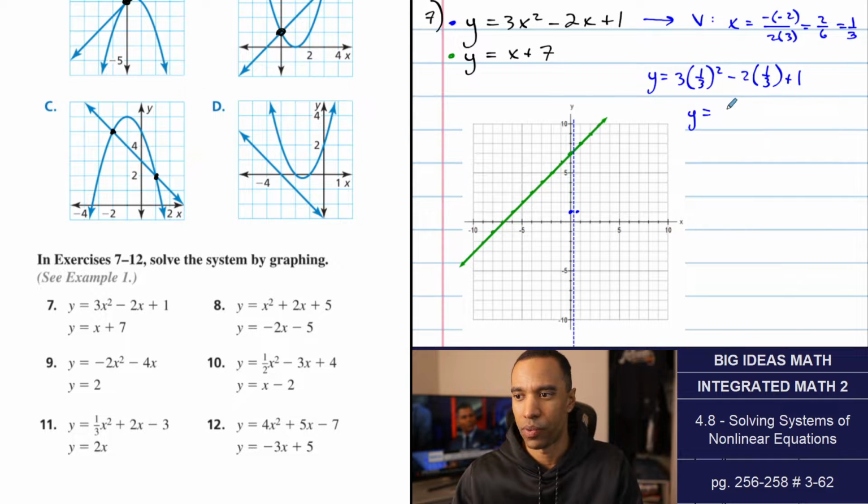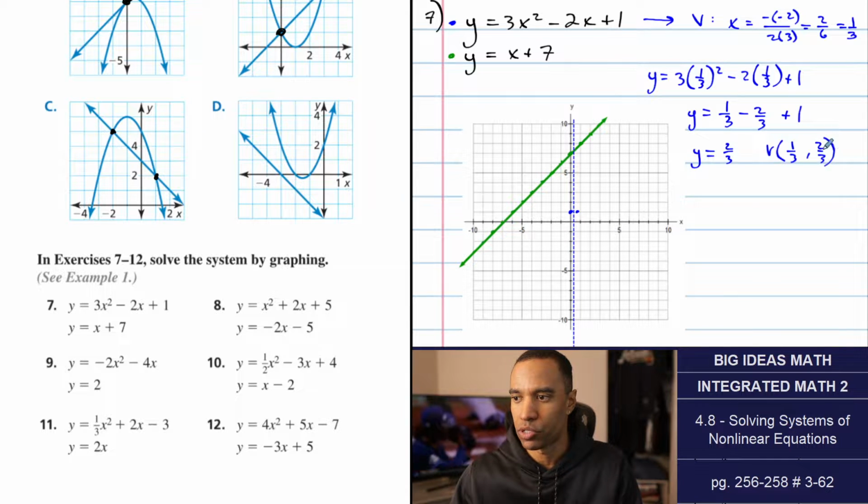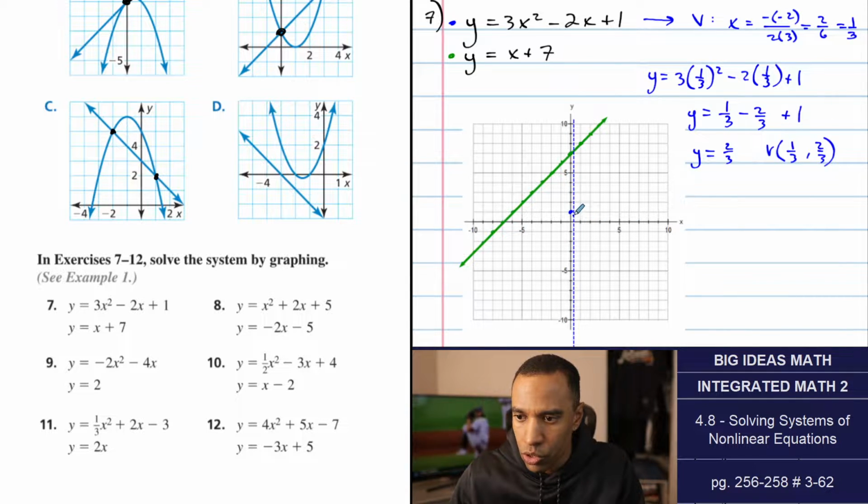1/3 squared is 1/9. 3 times 1/9 is 1/3. This is minus 2/3, which will be negative 1/3, and negative a third plus 1 is 2/3. So it's pretty close. Your vertex is at 1/3 comma 2/3. It's pretty close to these other points right here. So 2/3 right there. So how do I do this best?